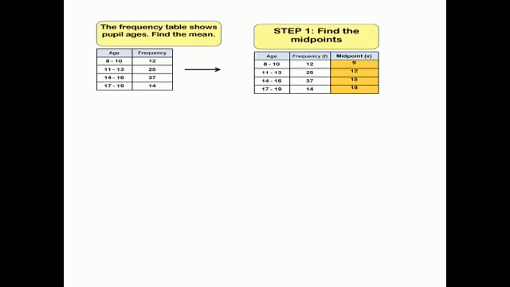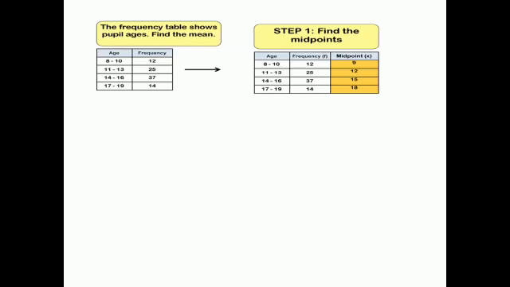We have two numbers, 8 and 10. Just add 8 plus 10, then divide by 2, so you will get 9. Next, 11 plus 13 divided by 2. 14 plus 16 divided by 2. 17 plus 19 divided by 2. So midpoint means adding the two numbers and dividing by 2, for all the questions. Now we have the midpoints.